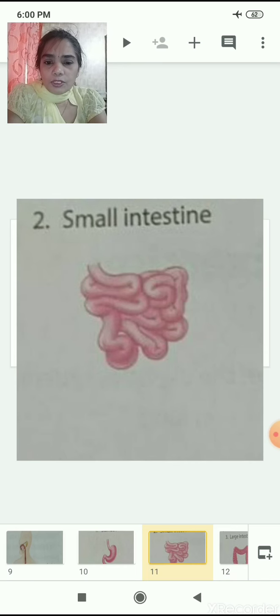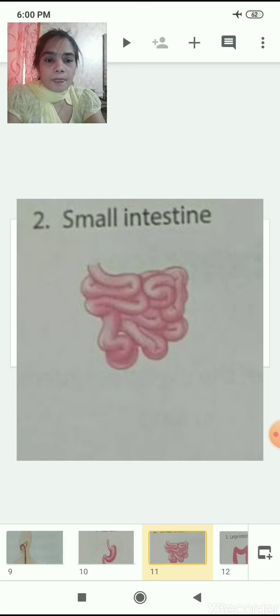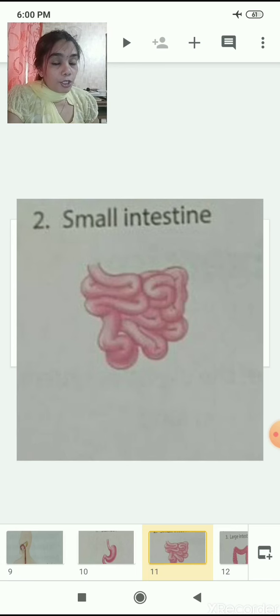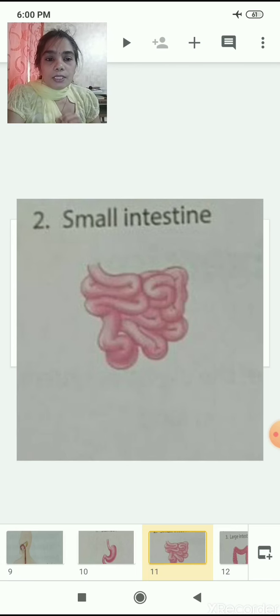How does the small intestine look? It looks like a long coiled tube. Have you seen a water tube, your water pipe? It looks like that. It is a long coiled tube.